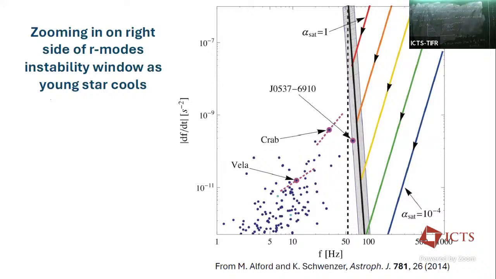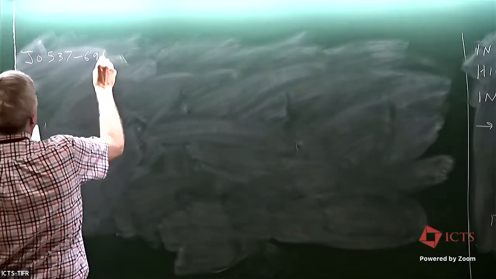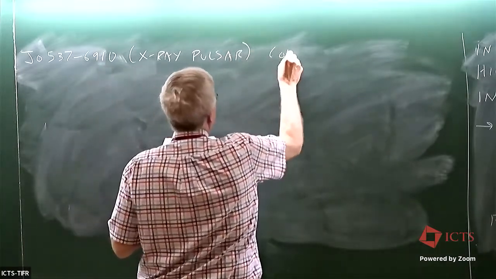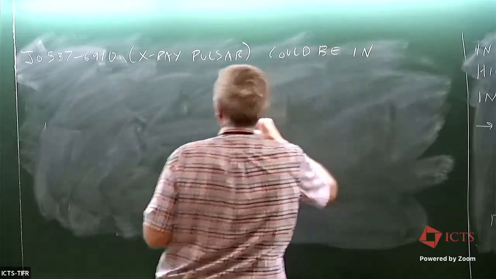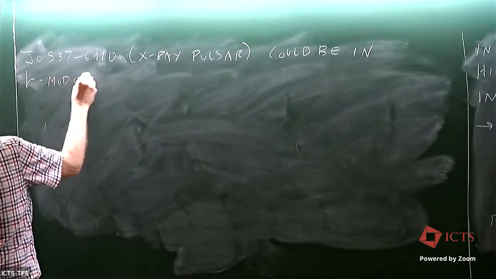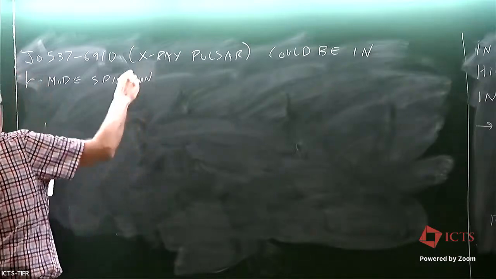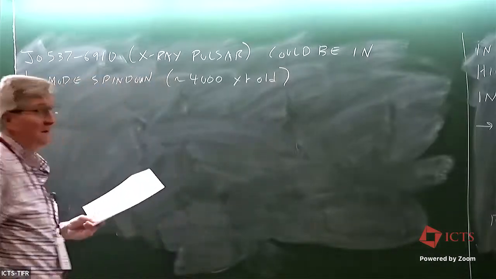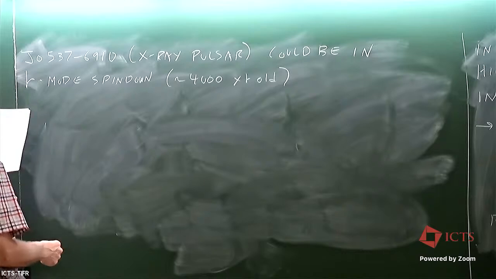that there's a particular star, in fact, of great interest now. We already were interested in this star 20 years ago, and then when this paper came out, it increased our interest, and then when another paper came out more recently, our interest increased even more. So this star is J0537-6910. It's an X-ray pulsar, and it could well be in an r-mode spin down right now, as we speak. This star is relatively young. It's only 4,000 years old. That makes it an infant by pulsar standards, certainly by millisecond pulsar standards.